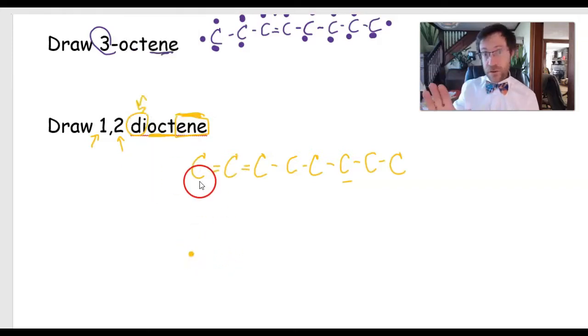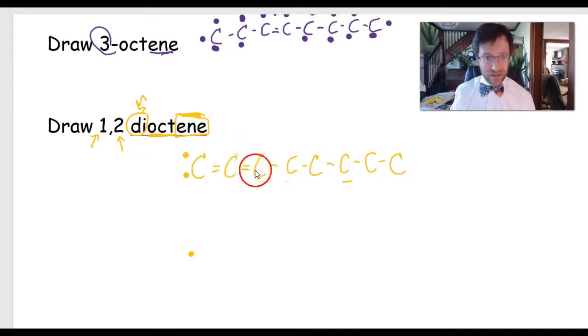So let's review really quick. 1, 2, that's your bond position. So it looks like there's going to be 2 double bonds. Di, yep, prefix di, that means there are going to be 2 double bonds. Oct, ene. Oct tells us the number of carbons. Ene tells us what kind of bonds we're looking at. 1, 2, 3, 4. That guy gets 0 hydrogens. This guy 1, 2, 3, 4. 1, 2, 1, 2, 1, 2, 1, 2, 1, 2, 3. Done.